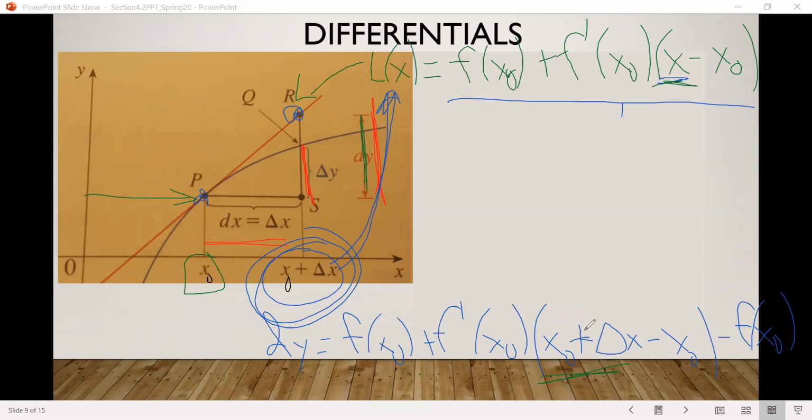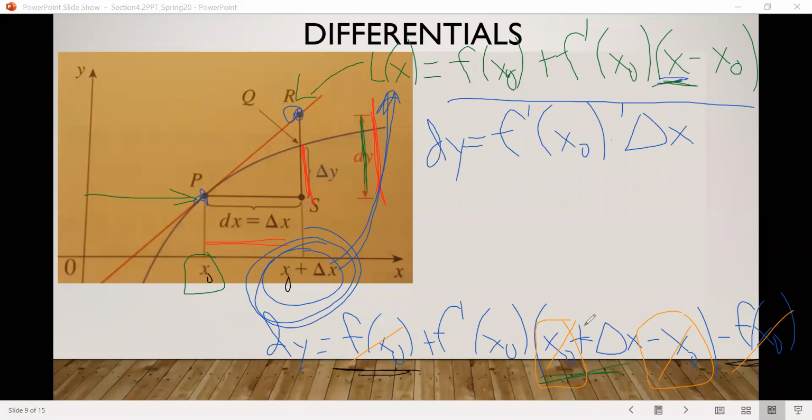Okay, well, looking at this, some things will cancel, right? So we see we have an f of x sub naught here and minus f of x sub naught here, so those two things will cancel. Inside of our parentheses here, notice there's an x sub naught and a minus x sub naught, so those will cancel. And when we do that, we end up with dy equals, and we're just left with f prime of x sub naught times delta x. Okay, so that's all that's left over.